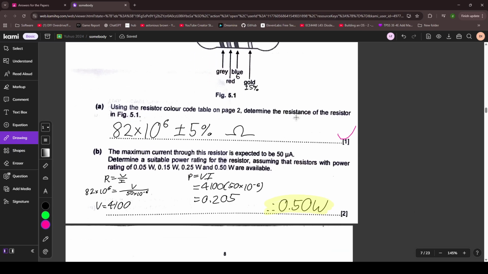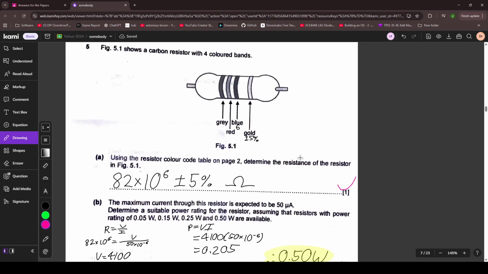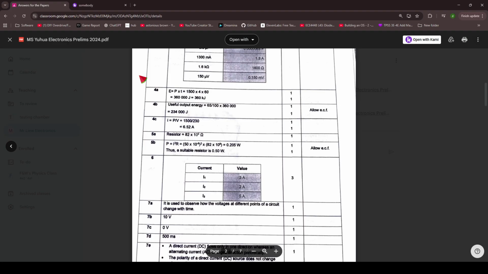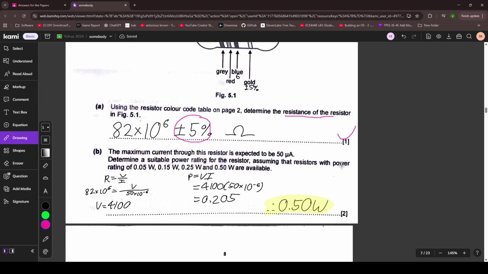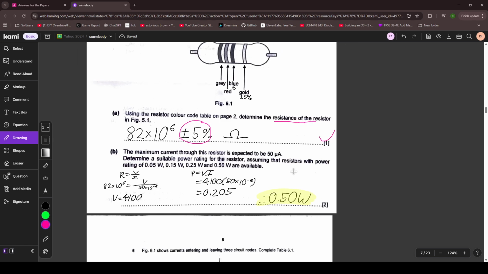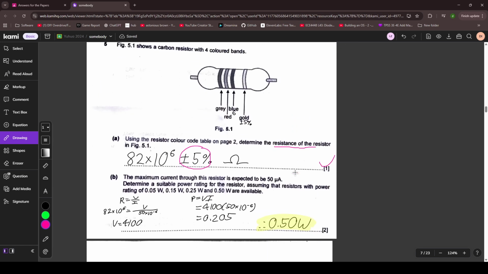If you think about it, they're asking you to determine the resistance of the resistor. Oh, but the resistance is plus. Okay, yeah, I was thinking maybe this is not needed, but now that I think about it, no, just have it included. So yeah, okay, you got this right. Maximum current through this resistor is expected to be 50 microamps. Determine a suitable power rating.